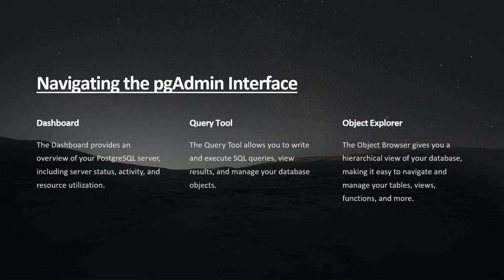The three main components of this application are the dashboard, which gives you an overview of your server, including the server status, activity, and resource utilization. Then we have the query tool, which allows you to write and execute SQL queries, view results, and manage your database objects. And the Object Explorer gives you a hierarchical view of your database, making it easy to navigate and manage your tables and other functions.